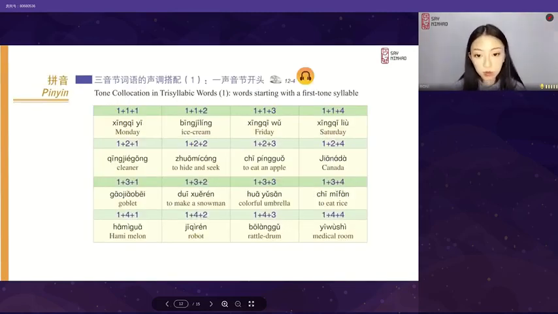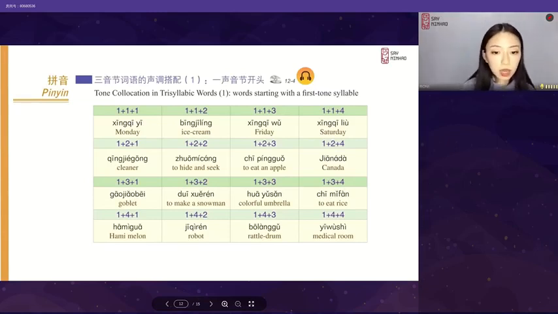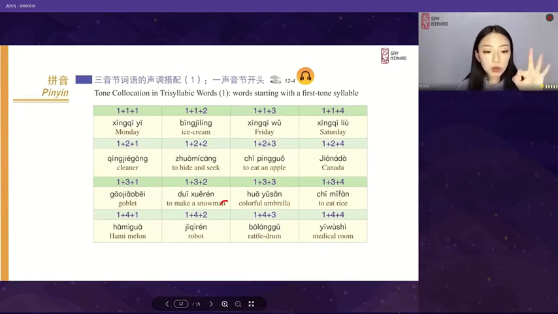Okay, now let's move on to the next part of today, which is the collocation in trisyllabic words. Before, we were always talking about the disyllabic words, right? Today, let's see some trisyllabic words. Three syllables. And for trisyllabic words, it's not that complicated. For many of them, we can separate them into two parts: one disyllable and one monosyllable.